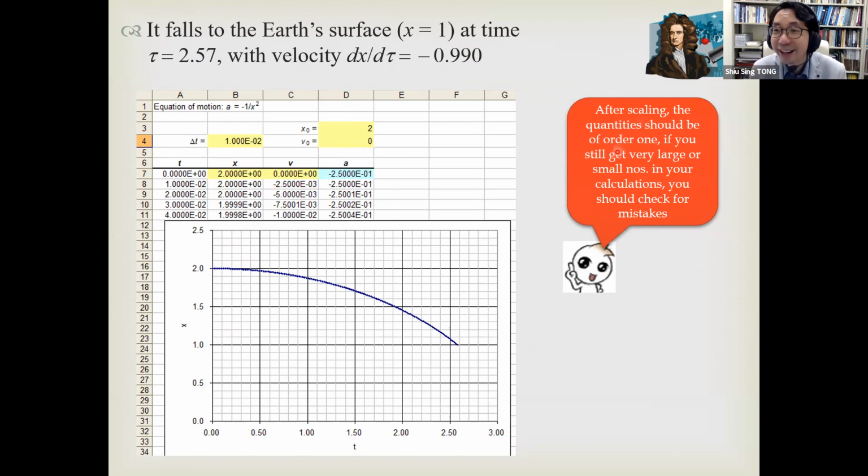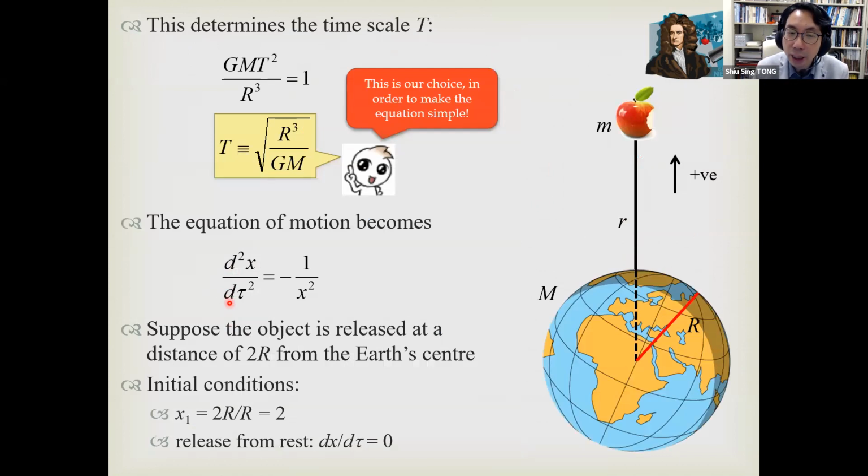Now, after doing the scaling, you see the equation is very simple. It becomes d squared x / d tau squared equal to minus 1 over x squared. It does not carry any large or small constant, right? So you expect that if the initial condition is not too large or too small, in the calculation you will not involve a large number or a very small number. You will involve numbers that are of the order 1, right? Everything should be of the order 1.